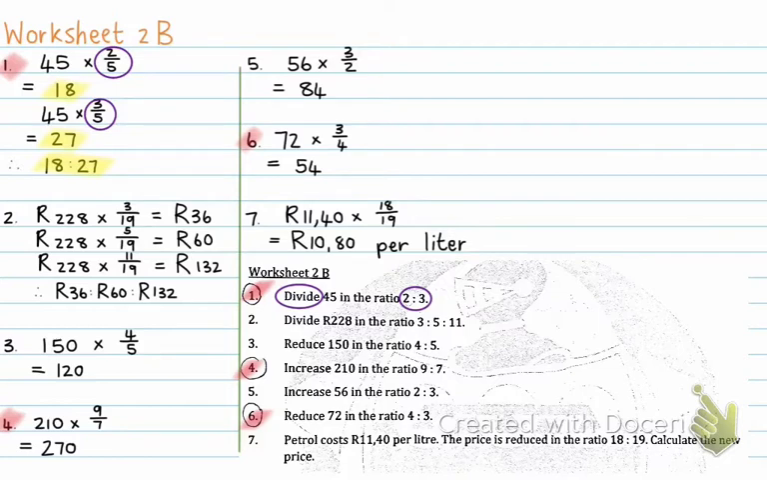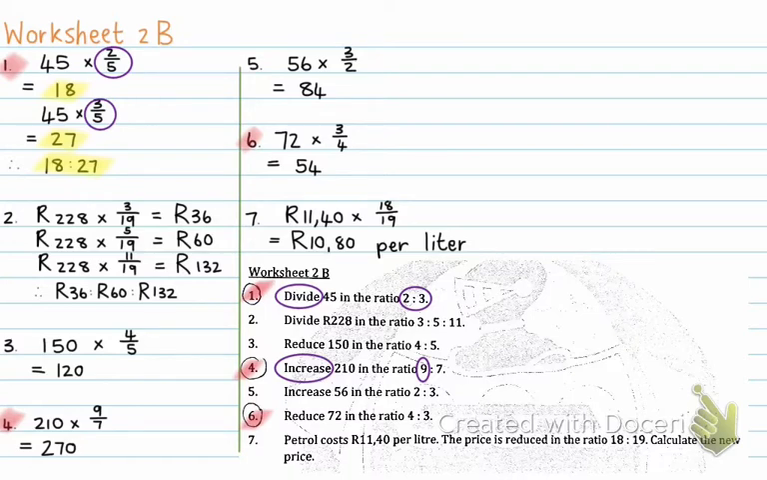Okay, at question number 4, they ask you here to increase 210 in the ratio 9 to 7. Now, boys, when I increase something, it gets bigger. Therefore, if you look at your ratio, you're going to use the biggest number in the ratio as your numerator, the one on top in your fraction. So your fraction will be 9 over 7 because we increased. So 9 is bigger, that's why I put the 9 on top. 9 over 7, that's how my fraction will look.